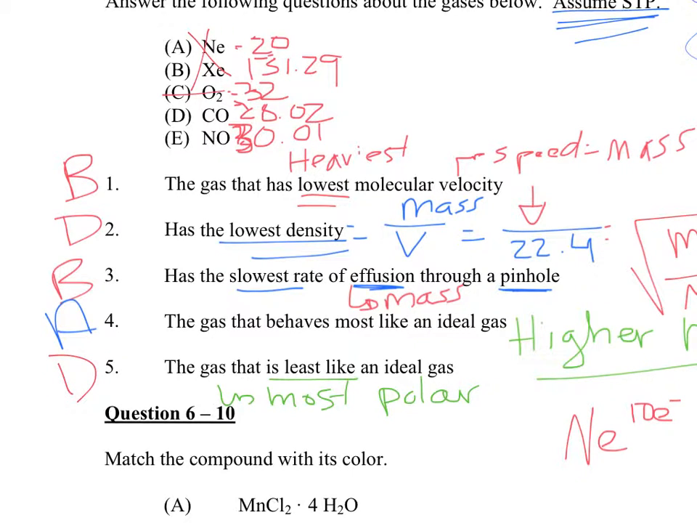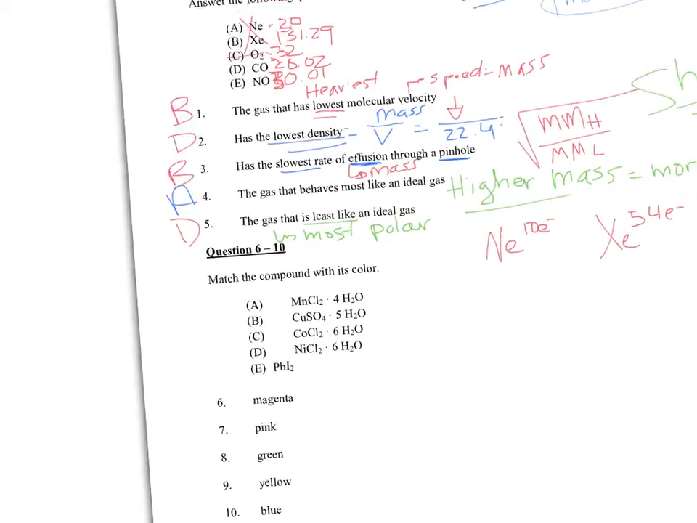Does that make sense? You with me? The answer choices weren't you. That really bugs me. I'm sorry. Okay, we all good on those? All right, moving on to 6 through 10.